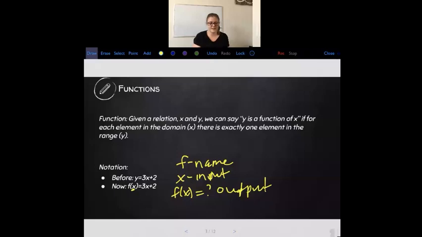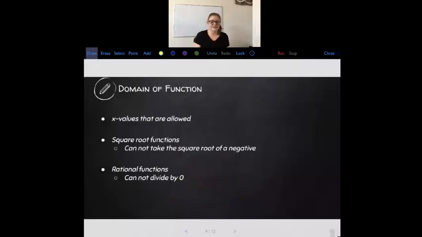Mainly for this section, I wanted to talk about the notation because that'll come up for domain. And in the next section, we'll take a deeper dive into functions. So, domain of a function. What is domain? Domain are the x values that you're allowed to plug into the function to get a valid output. So the two functions we'll be talking about today are square root functions and rational functions.